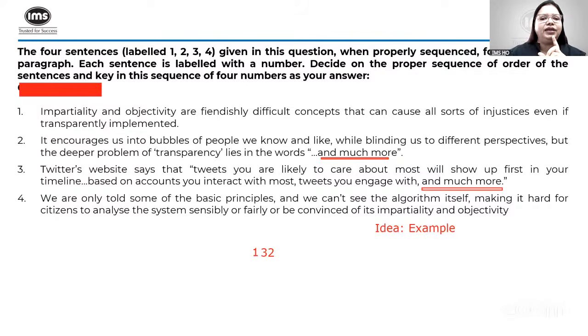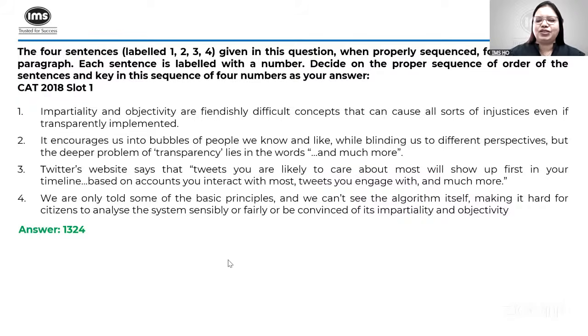So you see 3, 2, and 4 are actually explaining 1. 1 is the general statement. So wherever you're stuck with openings, right? Opening sentence, look for the most general introduction. Which sentence introduces the idea broadly, generally, correct? You see that the broadest one is 1, correct? And therefore 1, 3, 2, 4, right? Yes. Okay, fine. And this was, by the way, a CAT 2018 slot 1 question.